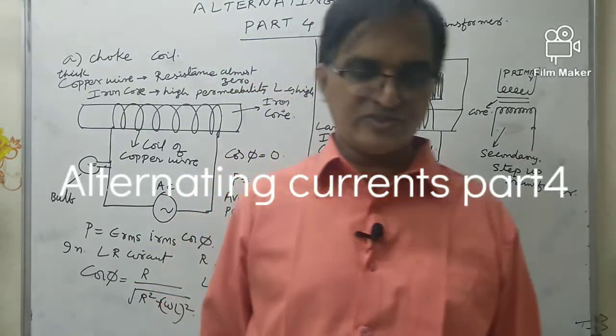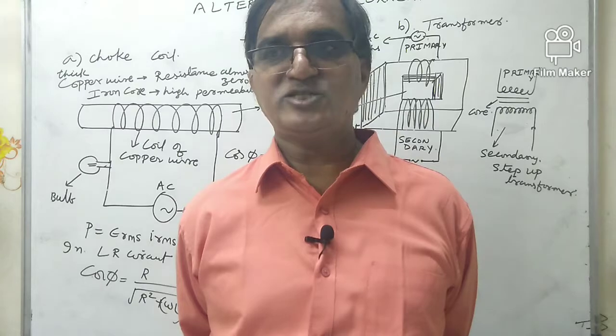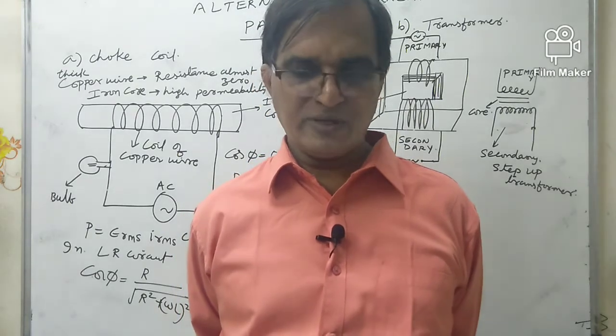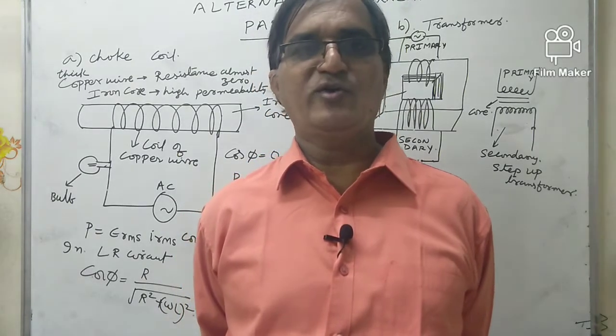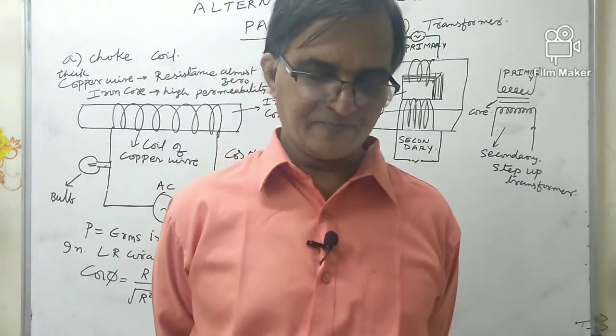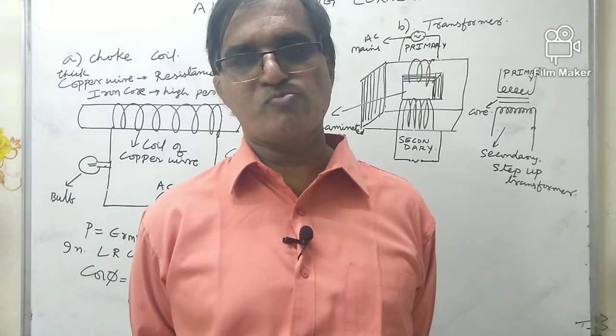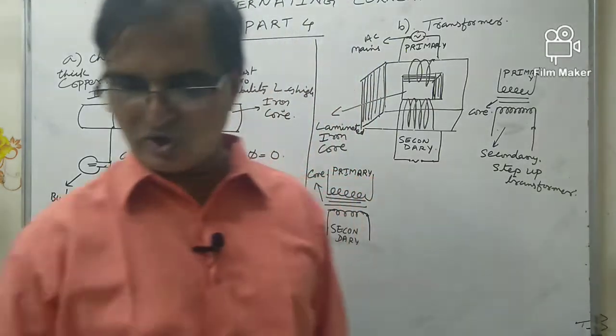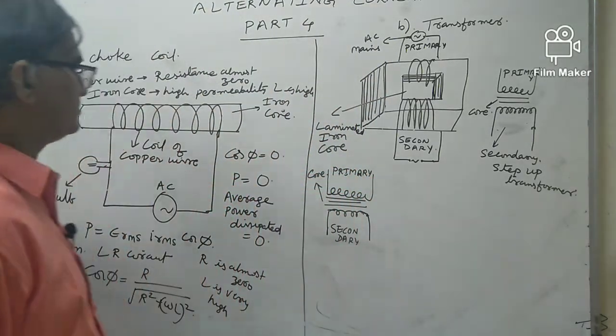Continuation of our video lectures, alternating currents, part 4. Today we are going to discuss the choke coil and transformer. Now this choke coil, again, diagram here.